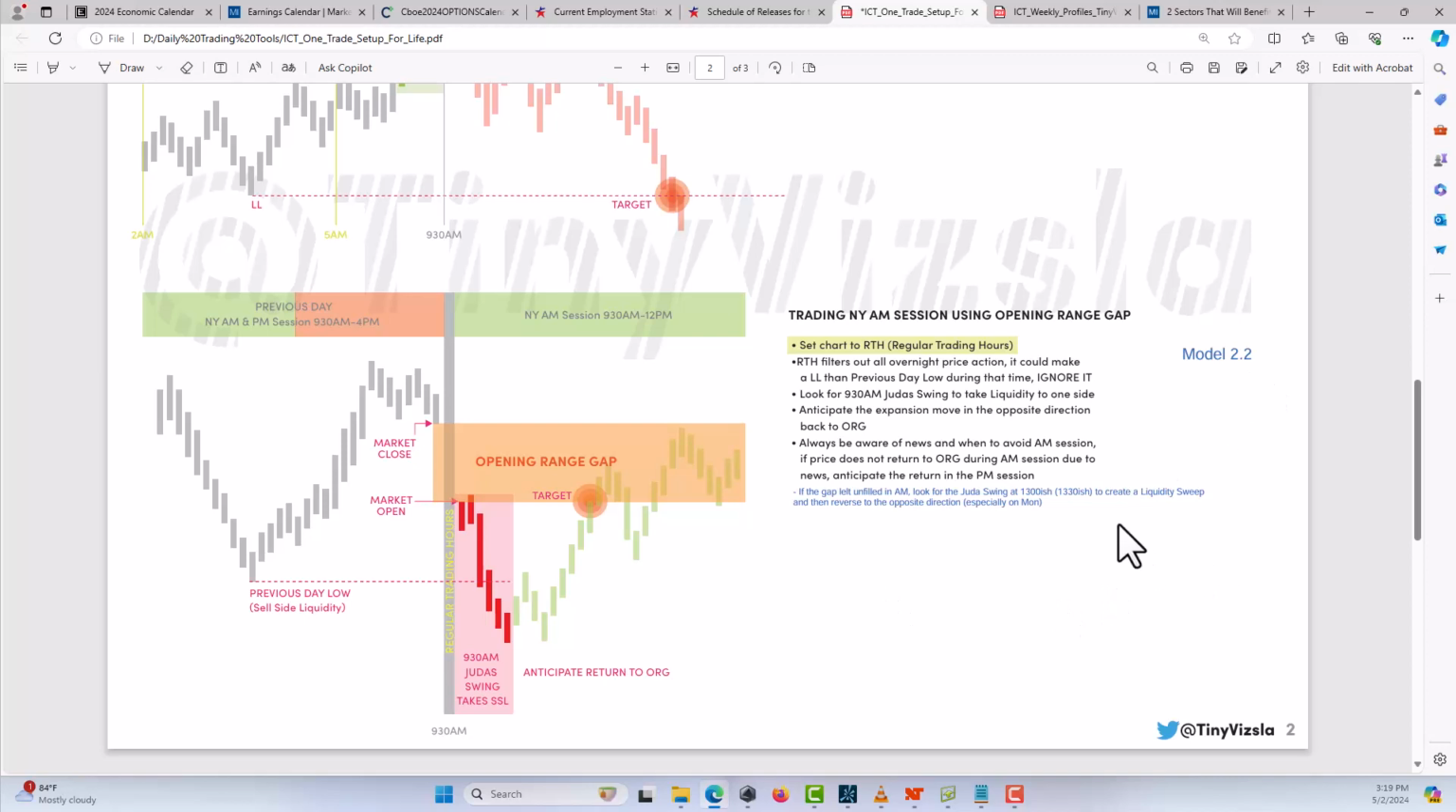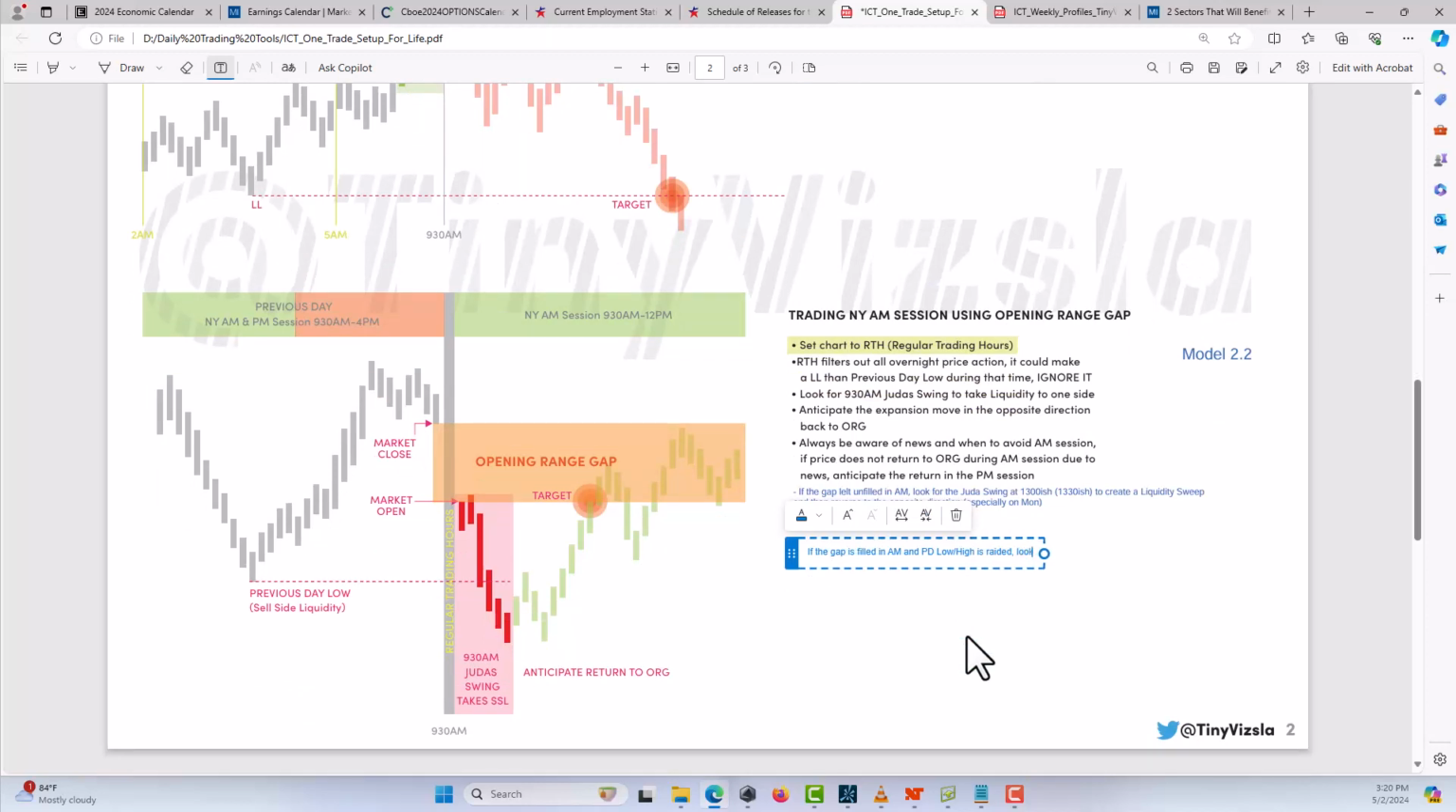And here we have another. So this is model 2.2, right? And then we have a new model for today. If the gap is filled in AM, and the prior day low or high is raided, or swept, so we have these two conditions.